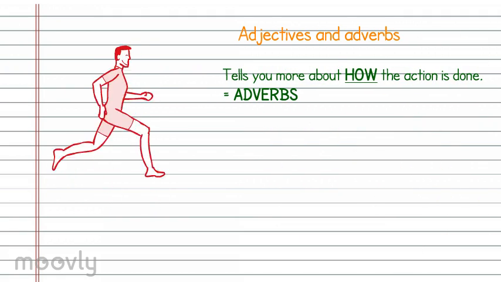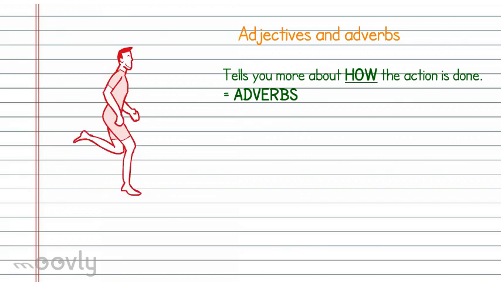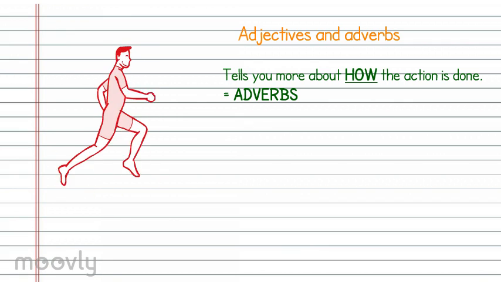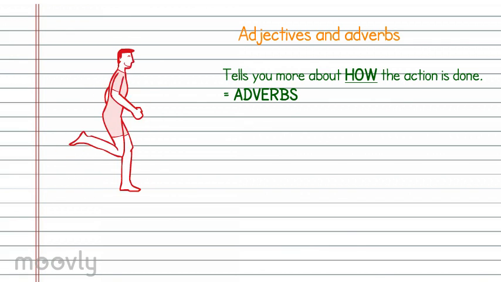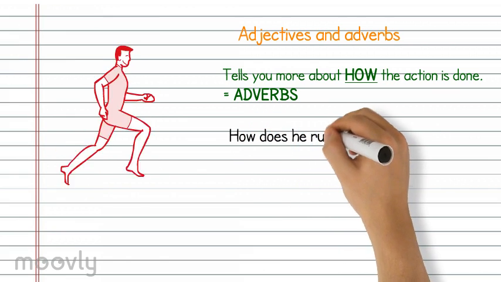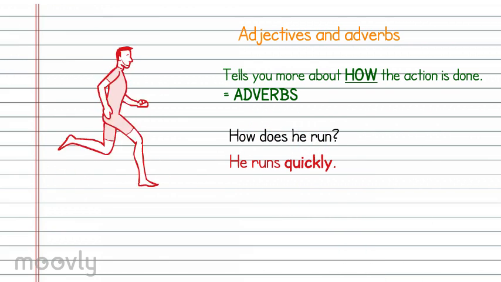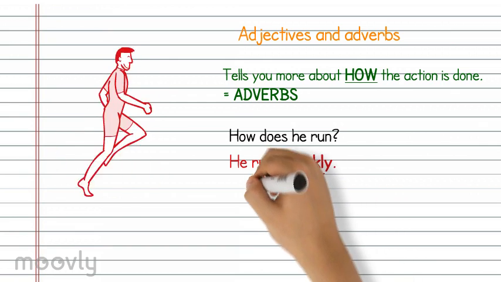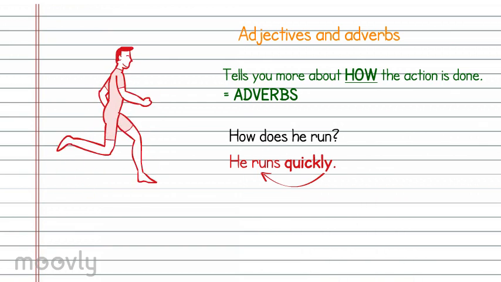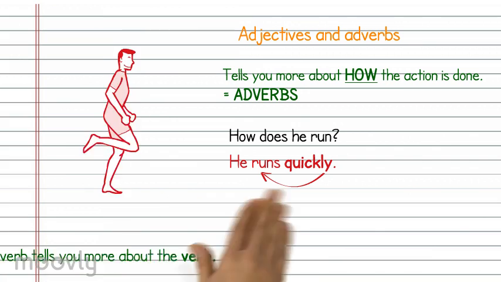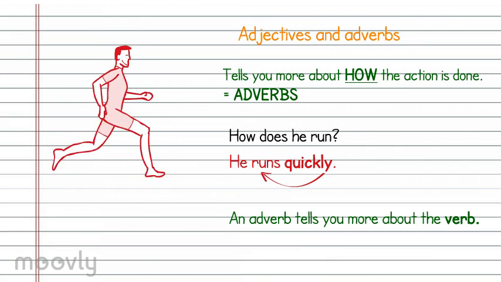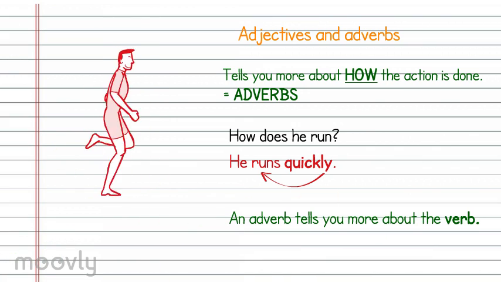Now, adverbs tell you something more about how an action is done. For example, if we see a running man, we can ask ourselves the question, how does he run? Then we can say he runs quickly. Now quickly tells you something more about how he runs, so about his verb. So then we can conclude that an adverb tells you something more about the verb.